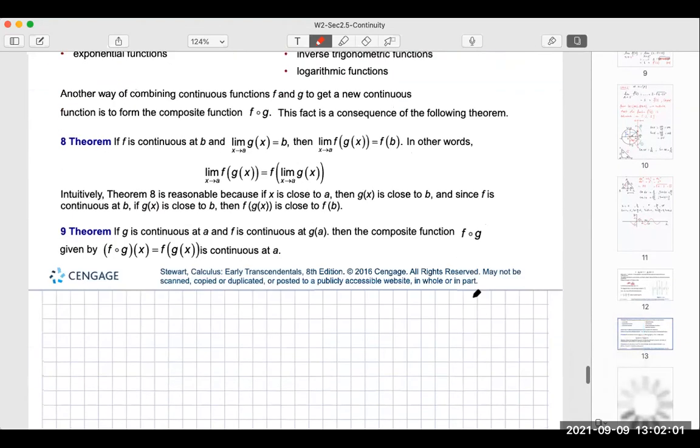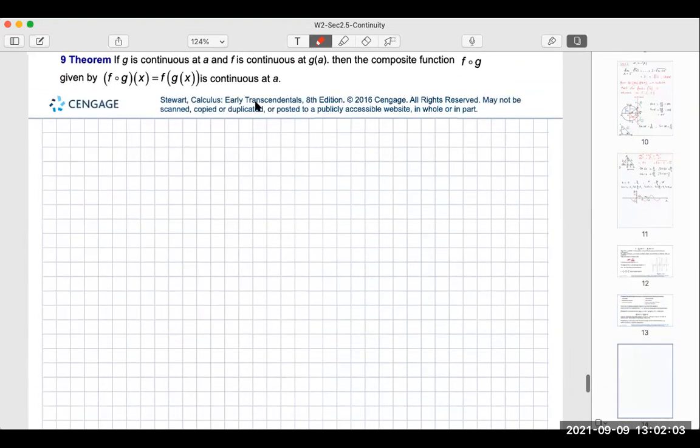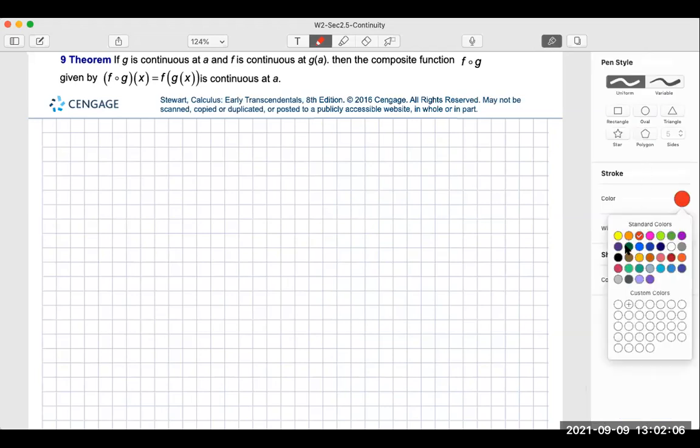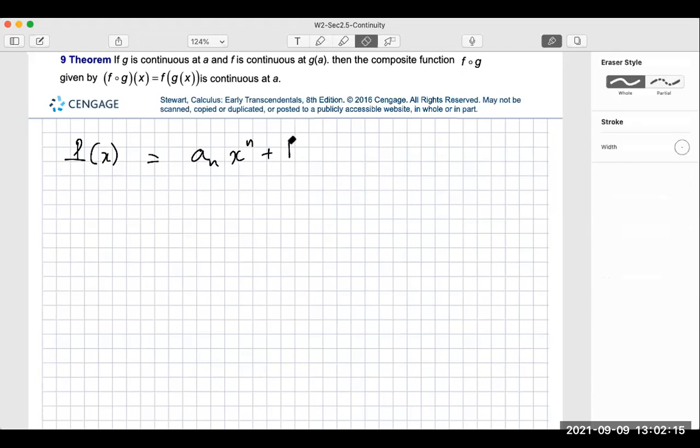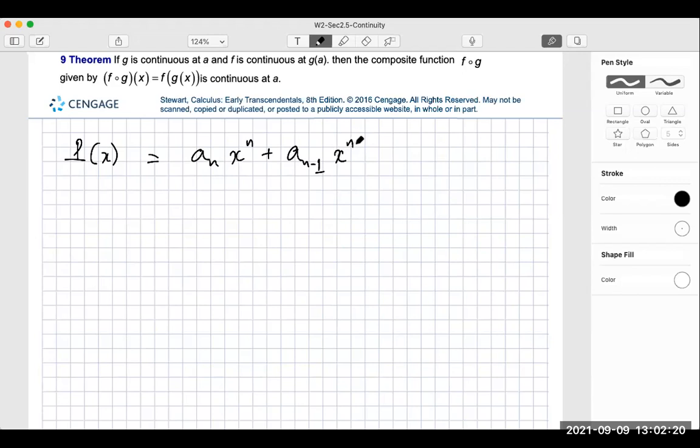Do you remember the definition of it? A polynomial P of x is written as a_n x^n + a_(n-1) x^(n-1), etc., plus a_1 x^1 plus a_0, where each a is a number. This is a polynomial. Okay?